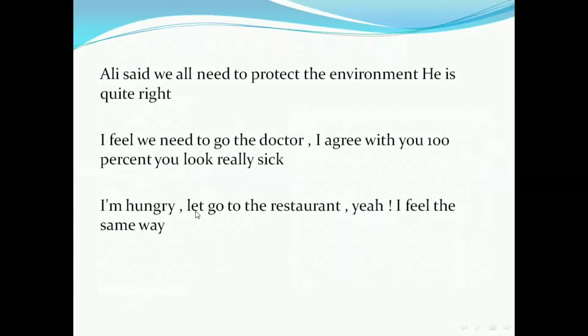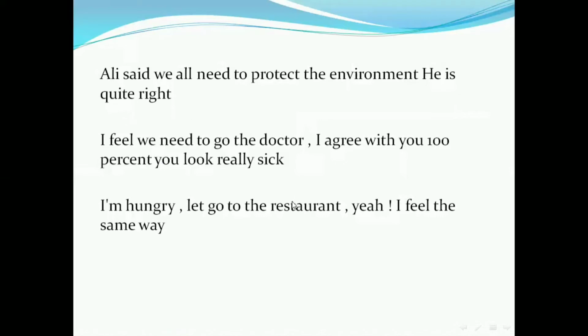I'm hungry. Let's go to the restaurant. Yeah, I feel the same way. The same way is the agreement phrase. I agree with you 100% is the agreement phrase. And so, as well, here, he is quite right.